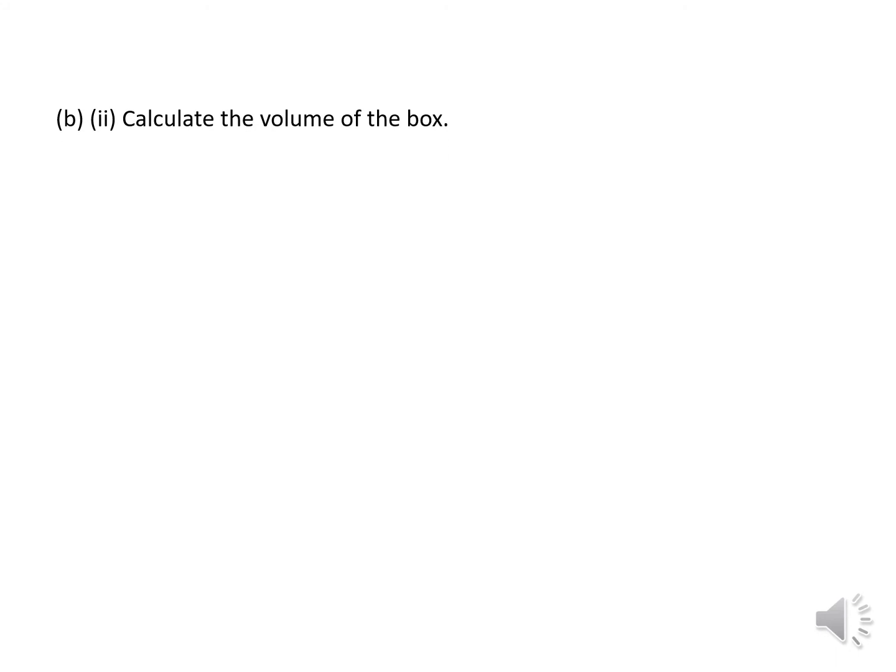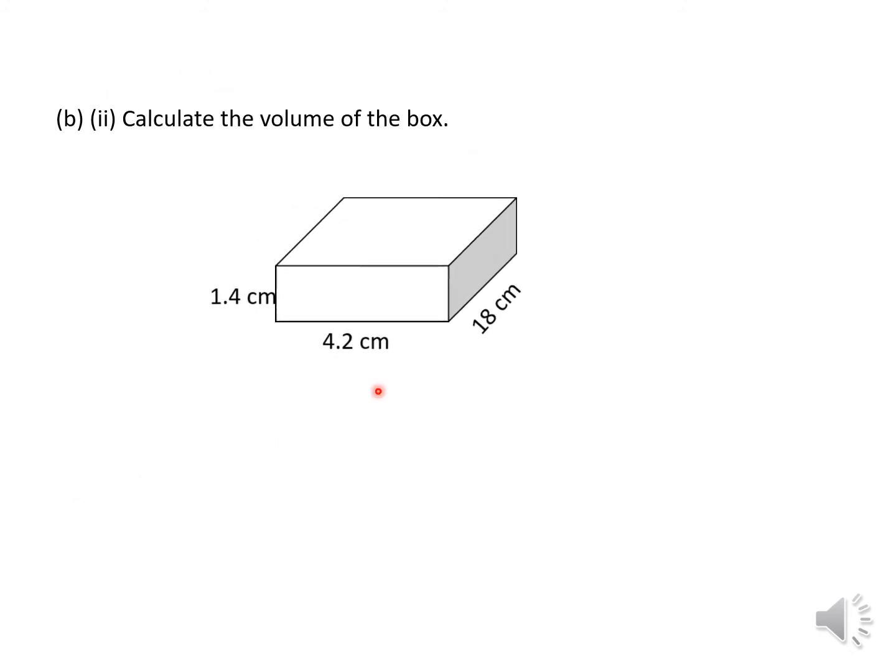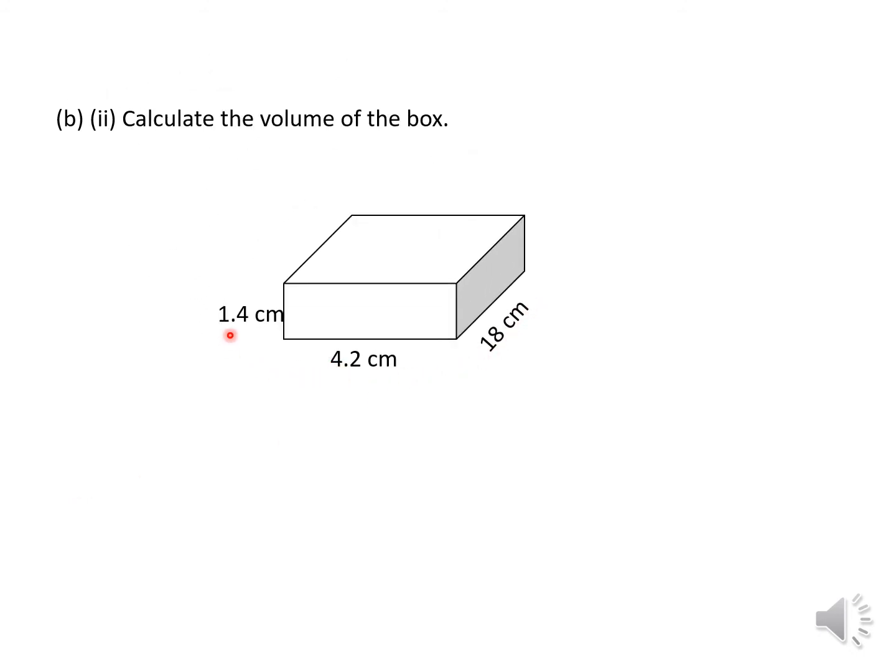Right, this brings me to another question, and here they want us to find the volume of the box. So if I bring the box in, you will see that I have now completed the measurements. It's 1.4, 4.2 for the width here, and 18 there. So now, to find the volume of a rectangular prism or a cuboid, you simply take the measurements and multiply them together. It's 1.4 by 4.2 by 18. So that gives you 105.84 cubic centimeters. And to 3 significant figures, it's 106 cubic centimeters.